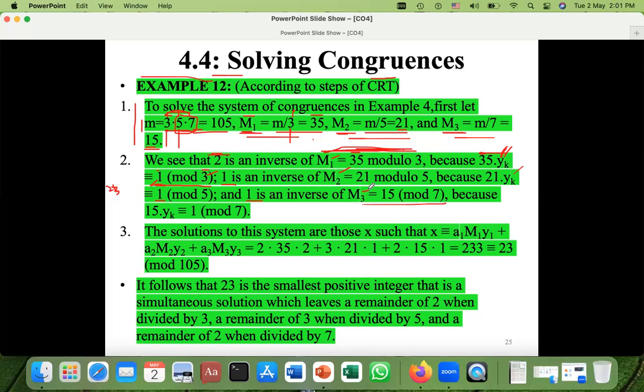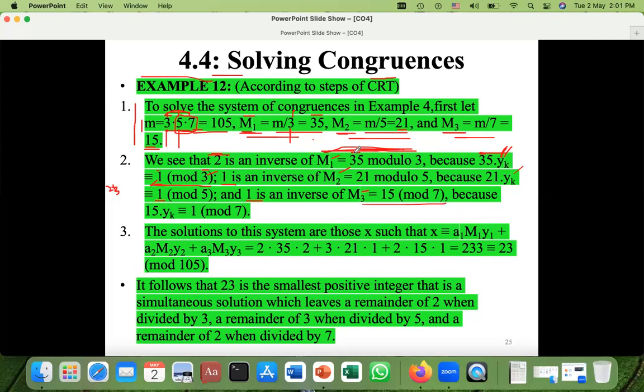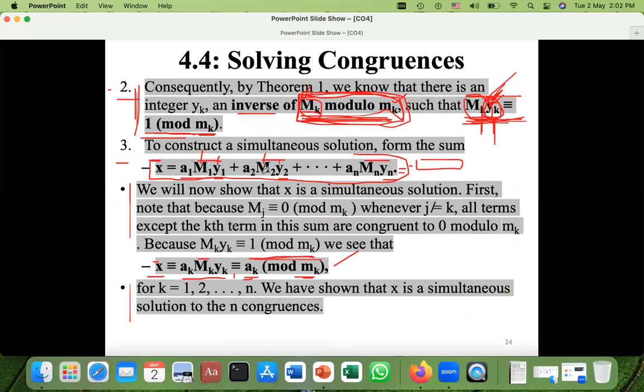And what is the next step? The next step is to write it into that summation form and calculate their sum. This is the third step. So now I have only 3 equations, so I can write that into this form: x congruent to a1 m1 y1 plus a2 m2 y2 plus a3 m3 y3, according to the formula.